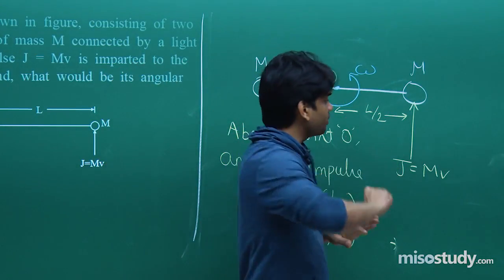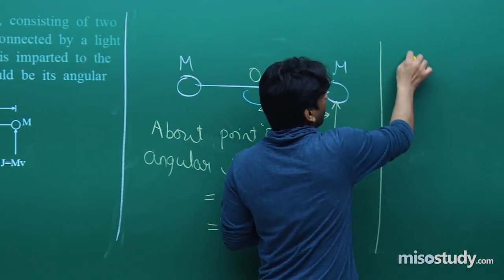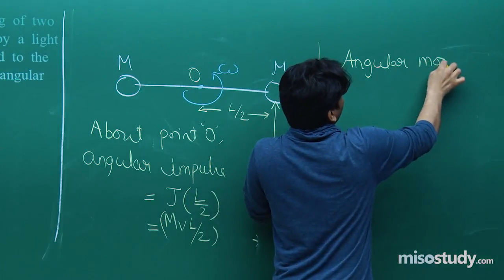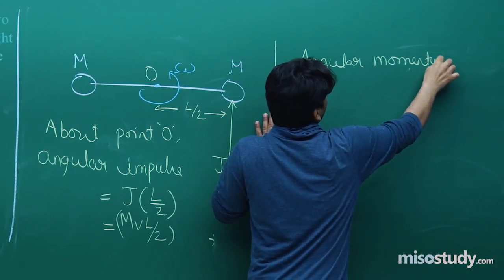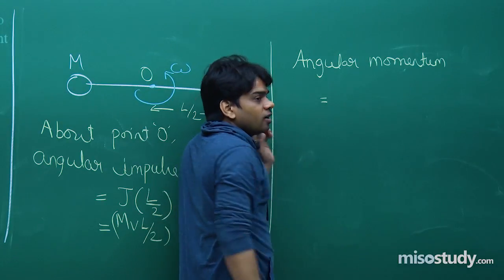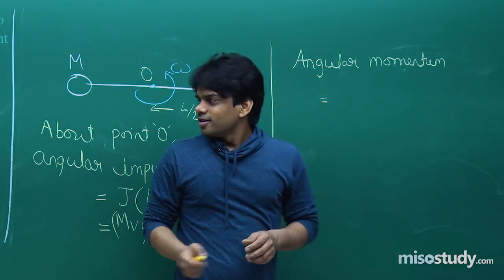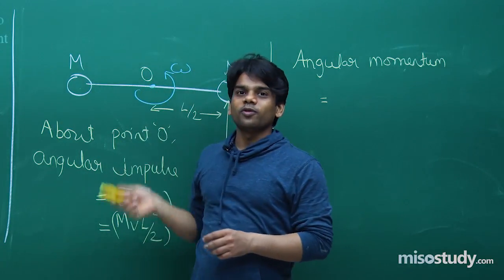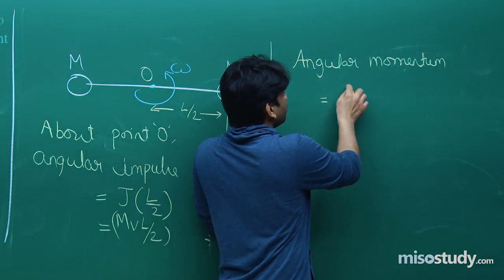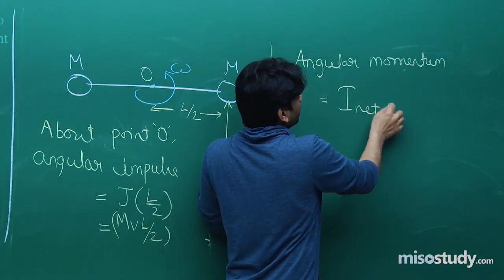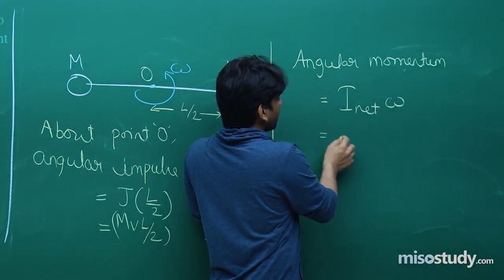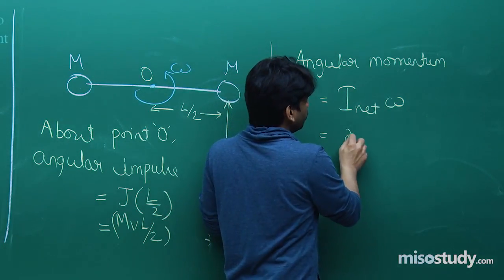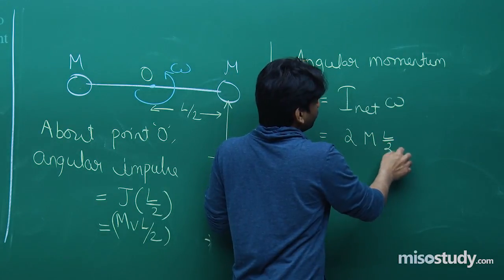So if they are turning with angular velocity omega, the angular momentum of the body will turn out to be, we know that angular momentum is equal to I into omega. I will be m into (L by 2) whole square for this and m into (L by 2) whole square for this. So we can write I net multiplied with omega, because omega is same. I net will be m(L/2)^2 plus m(L/2)^2, so 2m(L/2)^2.